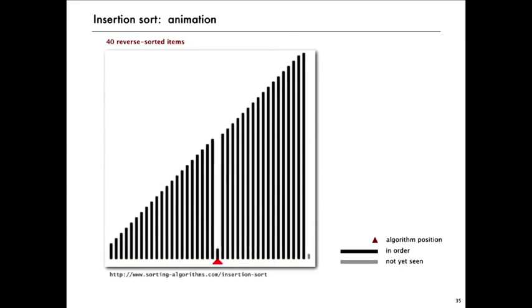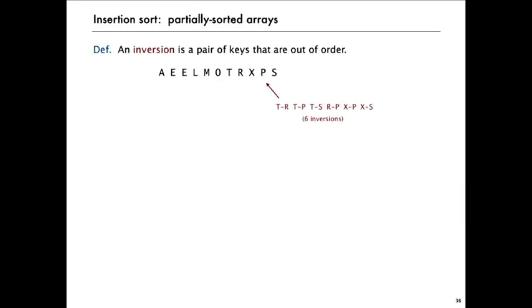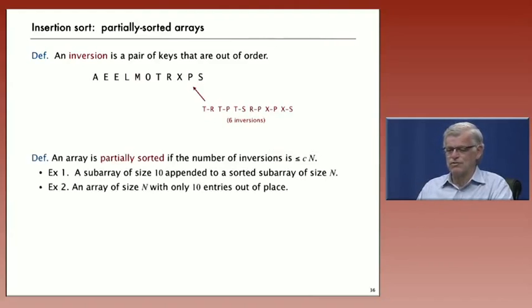But there's also a good case that actually we take advantage of in plenty of practical applications. And that has to do with when the array is partially sorted. To talk about this in a quantitative way, we define what's called an inversion. An inversion is just a pair of keys that are out of order in the array. So this array has 6 inversions. T and R are out of order because R should go before T. T and P are out of order, and so forth. This array has 6 inversions. And we define an array to be partially sorted if its number of inversions is linear, if it's less than some constant times n.